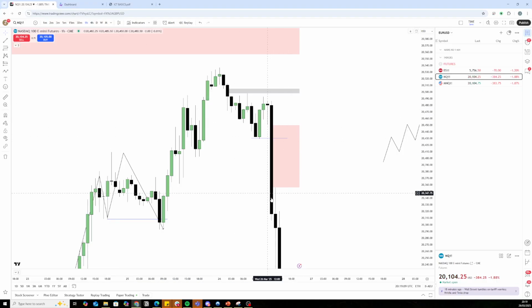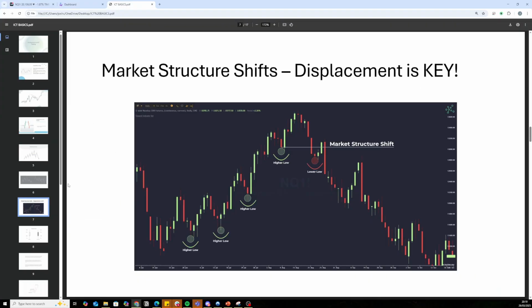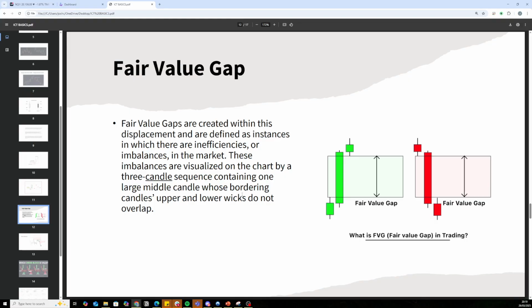So this big red box that you can see right here is a fair value gap. That's a fair value gap. You need to create a fair value gap. You need 3 candles. Let me show you the diagram. It's on this slide. Fair value gaps are created within displacement and defined as instances in which there are inefficiencies or imbalance in the market. These imbalances are visualized on a chart by a 3 candle sequence: 1 candle, the next candle, and then the 3rd candle.